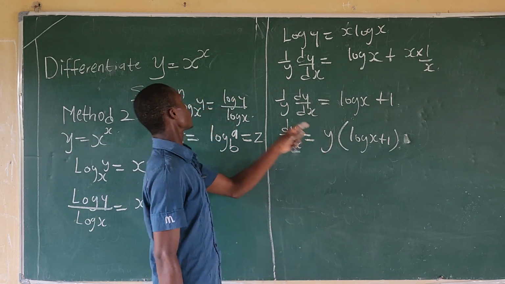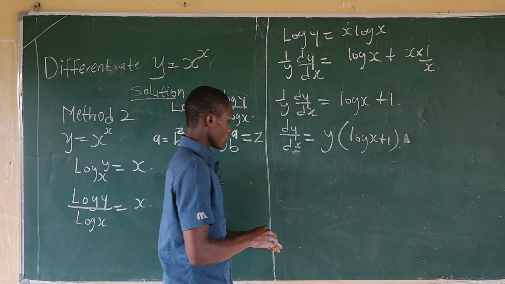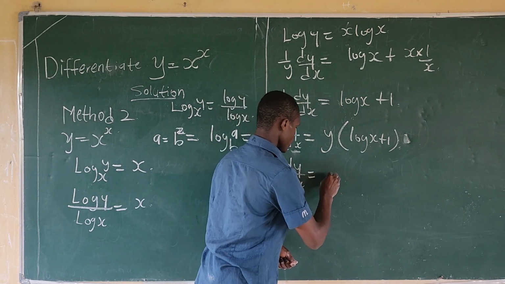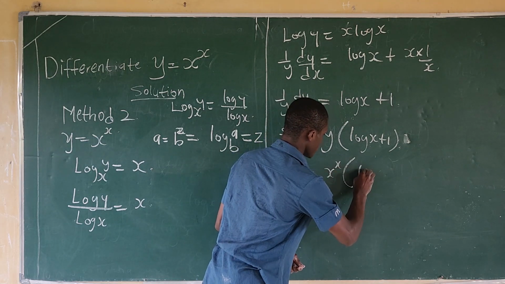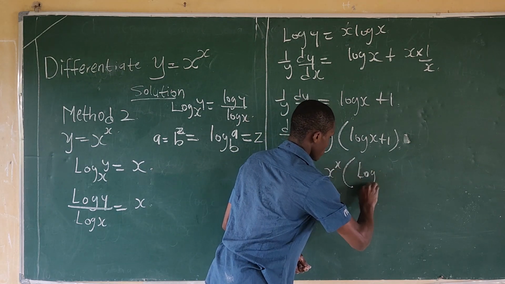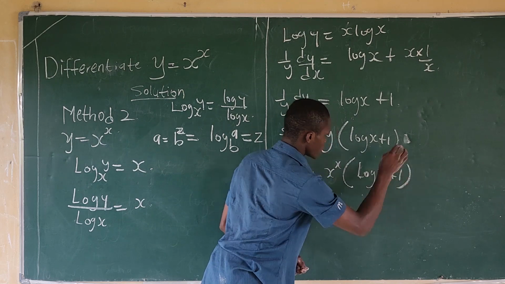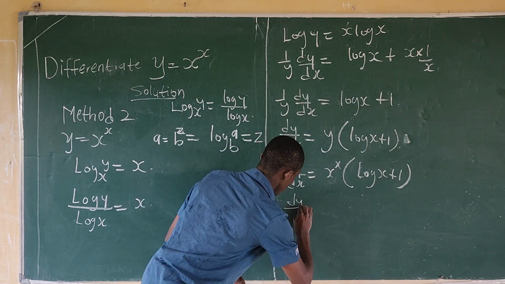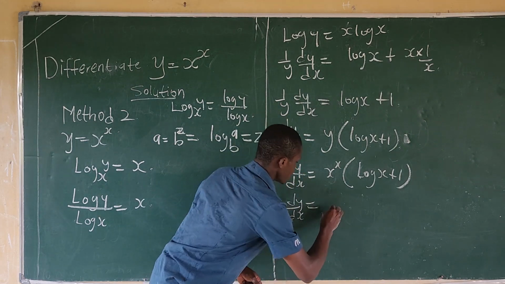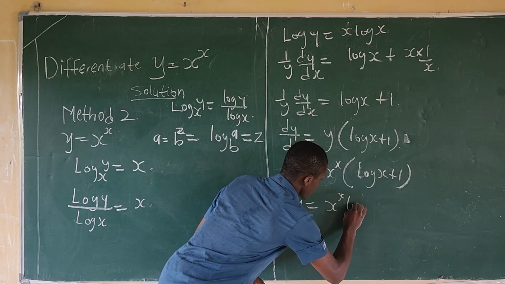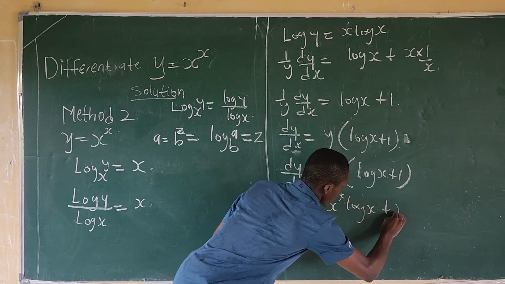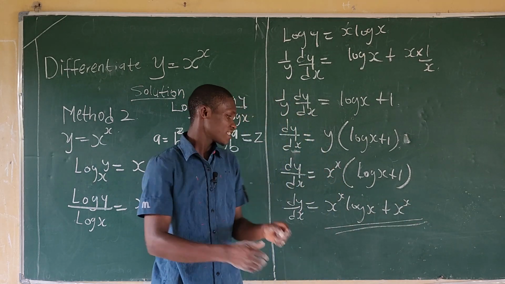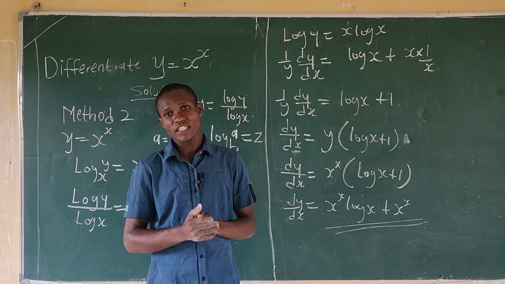Recall that y equals x to the power of x from your question. So dy/dx equals x to the power of x open bracket log x plus 1 close bracket. Then opening the bracket with x to the power of x, you are left with dy/dx equals x to the power of x log x plus x to the power of x. This is the final answer. And as you can see, this answer also tallies with the first method.